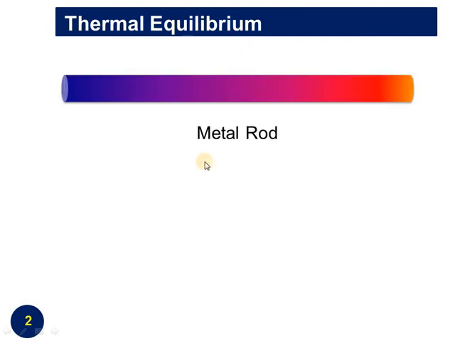Consider a metal rod with a temperature gradient. One end of this rod is at 50 degrees centigrade and the other is at 150 degrees centigrade. We know that due to this temperature gradient, heat will be transferred from high temperature to low temperature, until the rod reaches a uniform temperature.